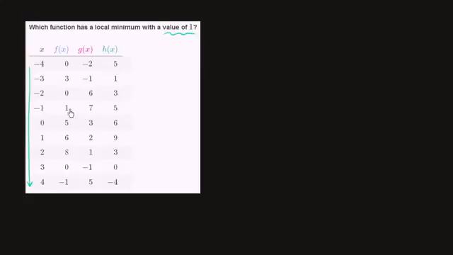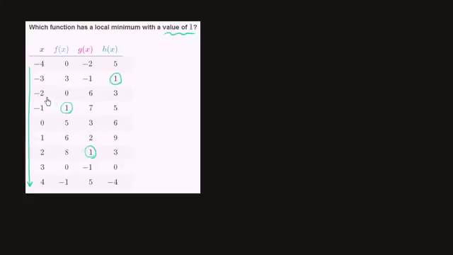So let's see, we can see candidate points right over here. f of x hits 1 right over there. g of x hits 1 right over there. And h of x hits 1 right over there. And let's see, that's the only time that they hit 1. Now let's think about which of these are minimum values.